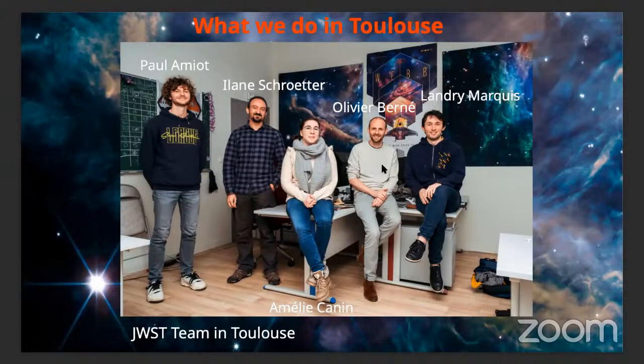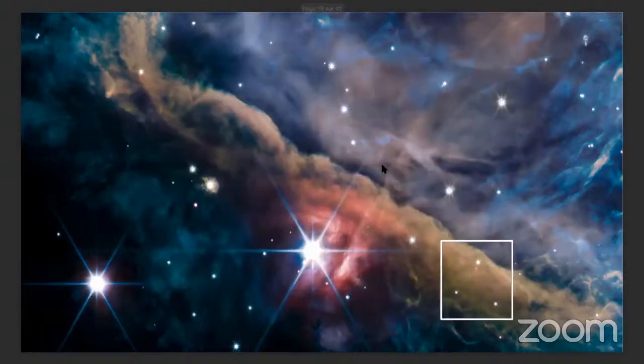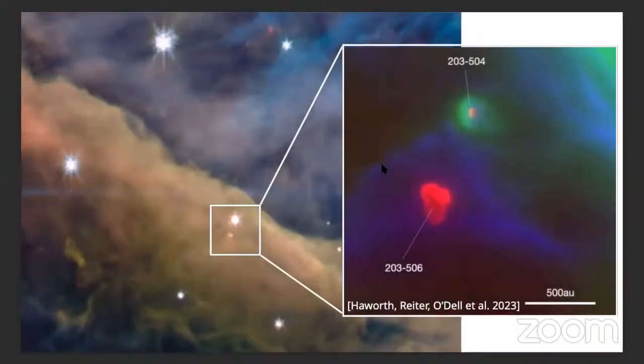What I want to present to you here is basically what we do in Toulouse. This is the JWST team in Toulouse, led by Olivier Berné. Ilane Schroetter, Landry Marquis and Paul Amiot are 2 PhD students, and Amélie Canin is a research engineer. And in Toulouse, we are leading the study of protoplanetary disks, specifically those two. In this presentation, I will present both of them.